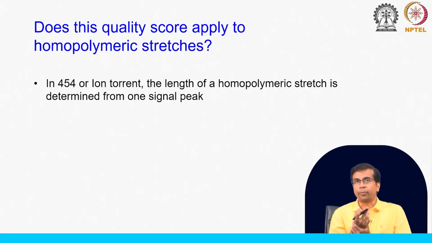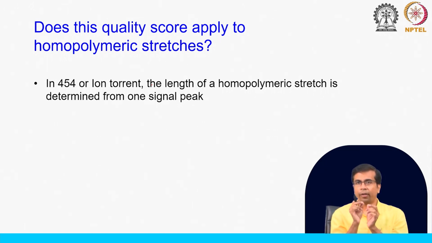Okay. Now, one of the questions that you might have in your mind is whether this quality score applies to homopolymeric stretches. Would it accurately reflect the error that happens in homopolymeric stretches, for example, in 454 or in Ion Torrent? In 454 or Ion Torrent, the length of a homopolymeric stretch is determined from one single peak. It is not like separate signal peaks coming for each base.